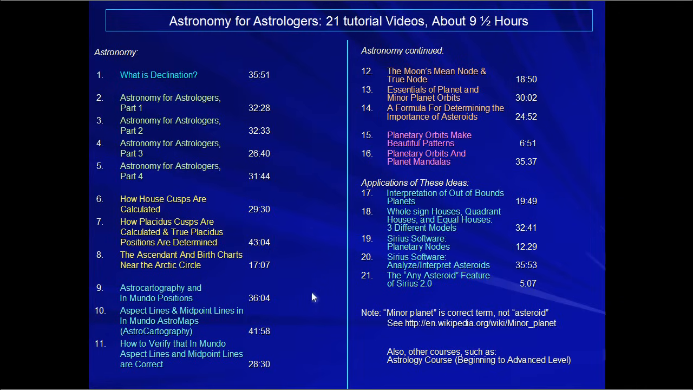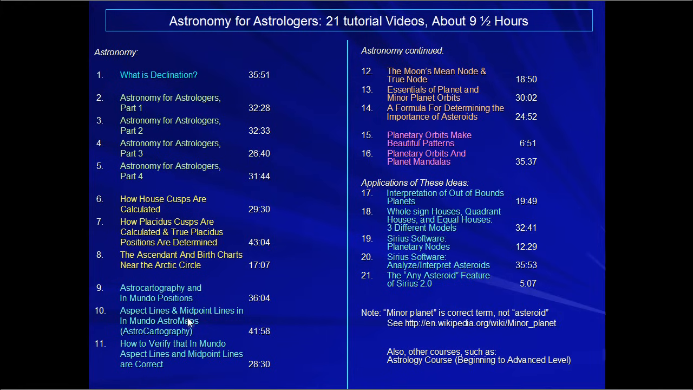Okay, and then we've got these 3 videos, 9, 10, and 11, on astrocartography. So astrocartography was originally done in what's called in mundo positions, which is not the normal way we do astrology in the zodiac. So I explain in video number 9 what in mundo means and how it shows up in your astromaps. And then videos 10 and 11 are advanced. If you're just going to cover some of the basics, you can skip those.